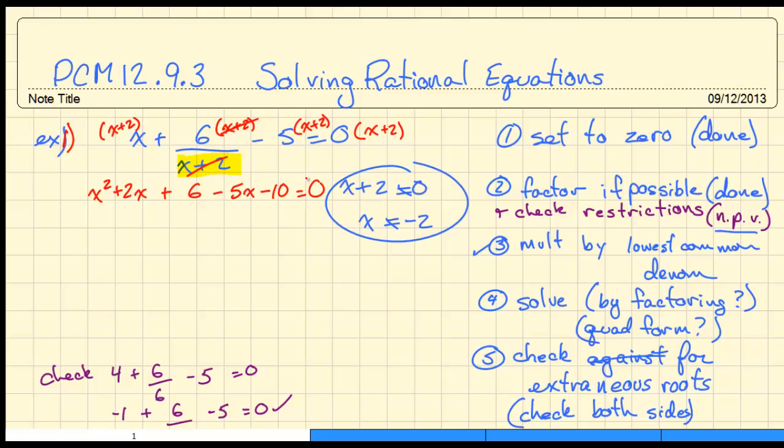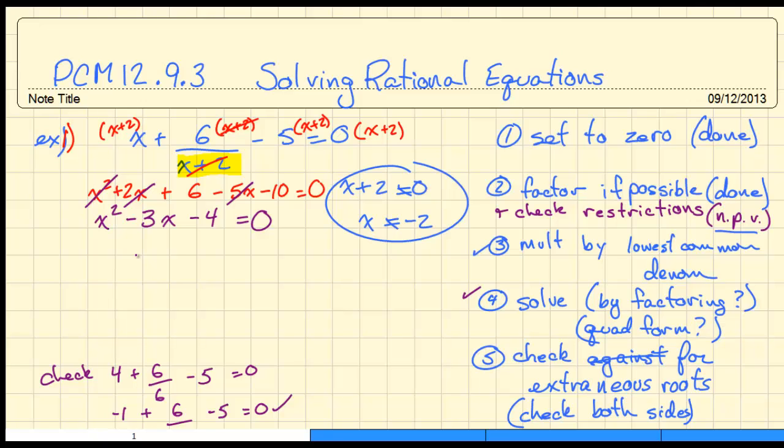Now, we combine like terms. We've got x squared. There's only one of those, so that's done. We've got 2x minus 5x, so that's going to leave us with negative 3x. Those are done. And then 6 minus 10 is going to be negative 4, and that's going to equal 0. So we've factored, we've checked the restrictions, we've multiplied by the lowest common denominator, and right now we're in the process of solving. We've combined all our like terms as much as we can.